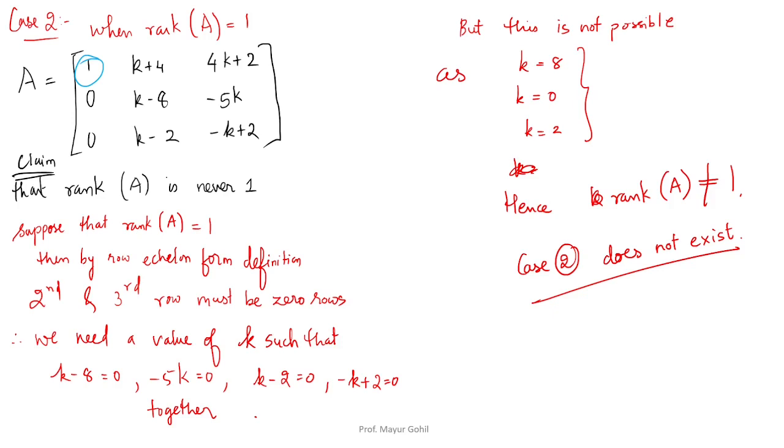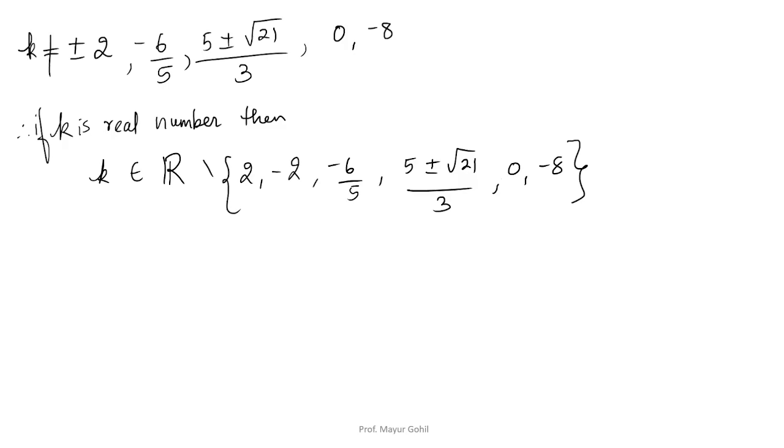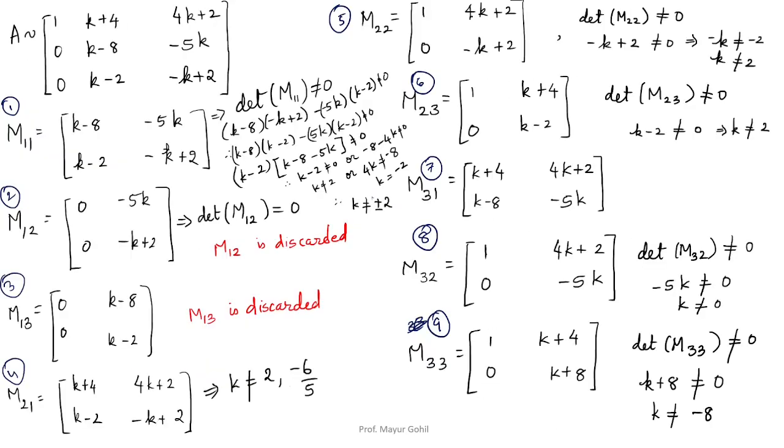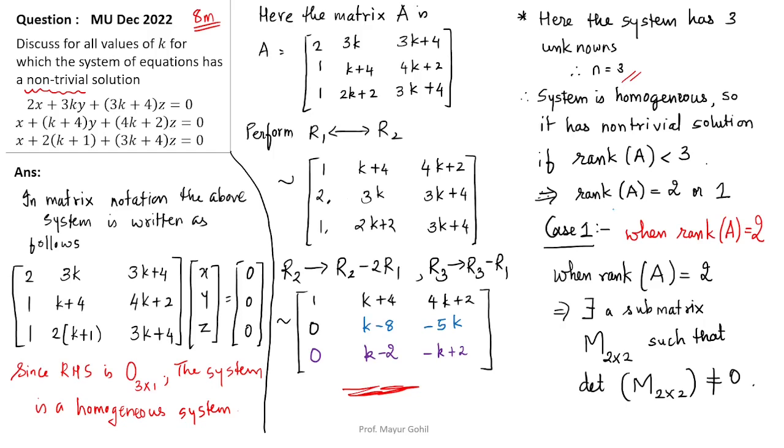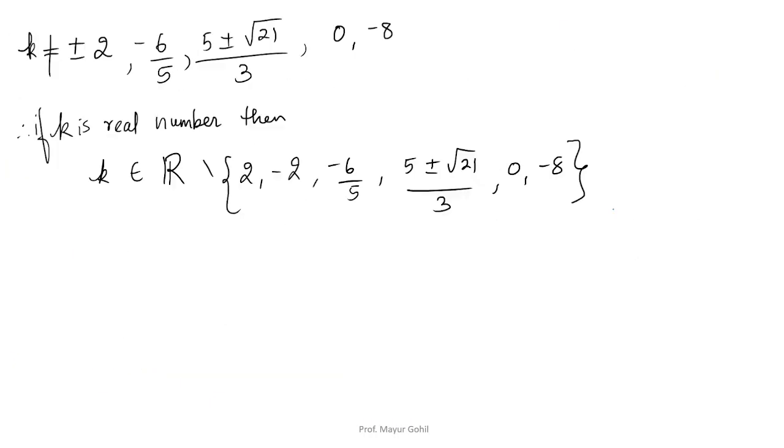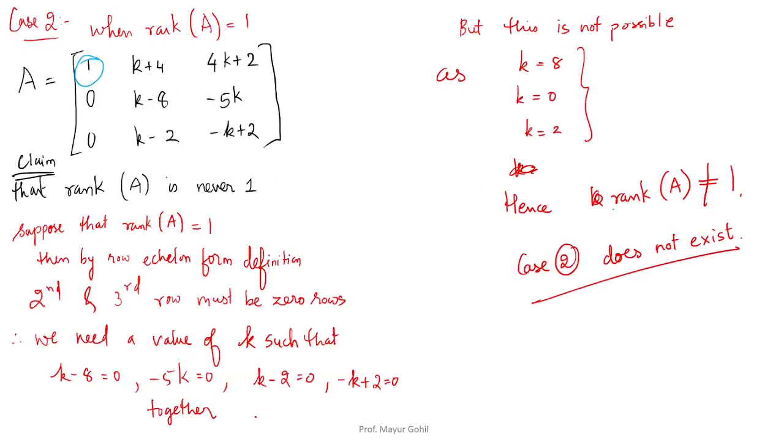Now, k can take only one single value at a time. It cannot take all values at a time. So this means that rank of A cannot be 1. So the case number 2, which was emerging when we had argued that rank of A is less than 3, had two possibilities: either it is 2 or it is 1. So there is a possibility that rank A can be 1. We have entirely uprooted that possibility by this argument given over here, that rank of A cannot be 1. So case 2 will not even formulate.